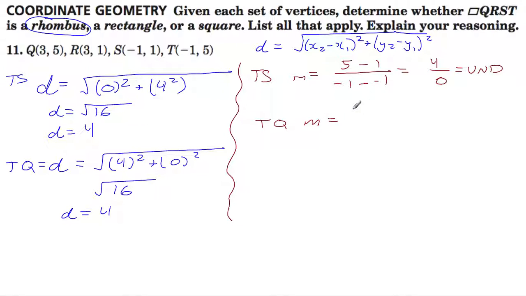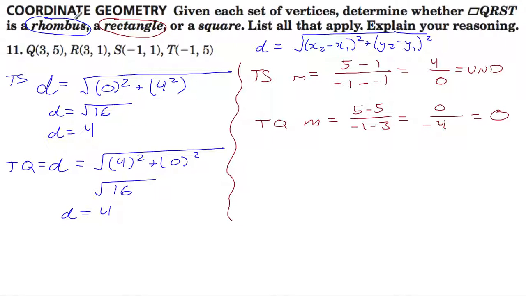So TQ, that's going to be 5 minus 5 over -1 minus 3. So this gives me a 0 over -4. And here you can see the denominator is now in the numerator. The numerator is now in the denominator, and it's opposite. It used to be positive, now it's negative. Of course, this is still 0, but because these are opposite reciprocal slopes, they are perpendicular, giving us our 90-degree angle for it to be a rectangle.